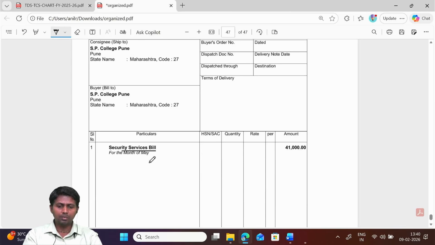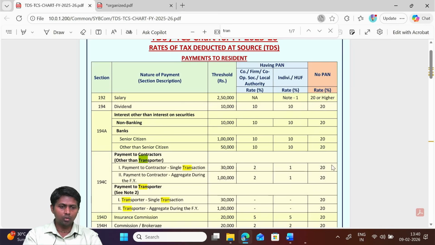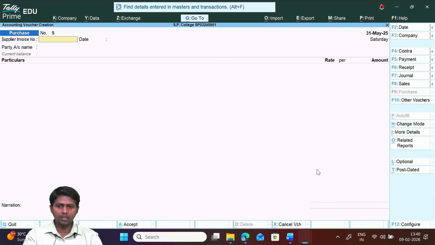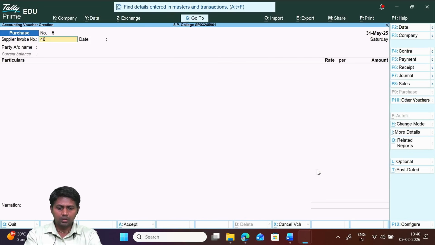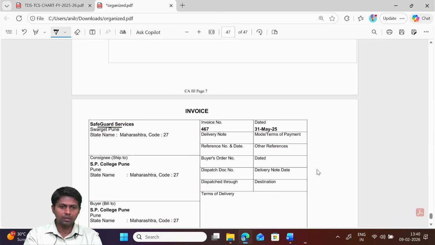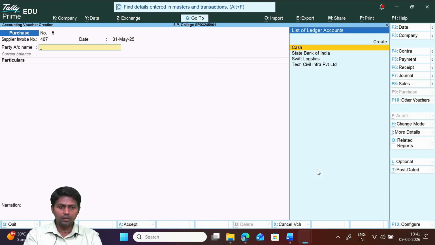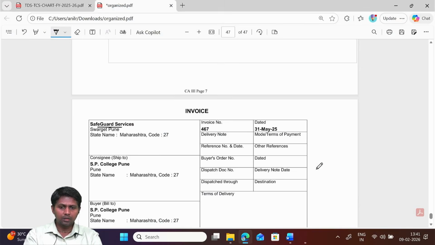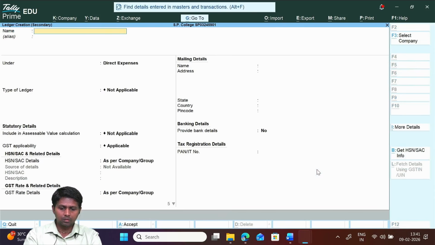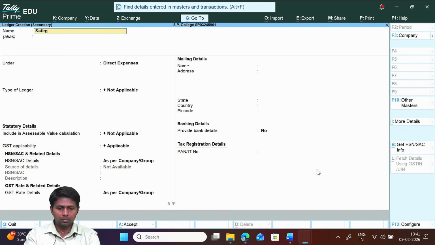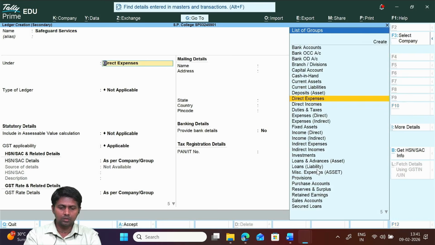So in Tally software, bill, I think so, bill number 467, 467 dated 31st May only, enter, and then party Safeguard, Safeguard services. Then under what? Sundry creditors.